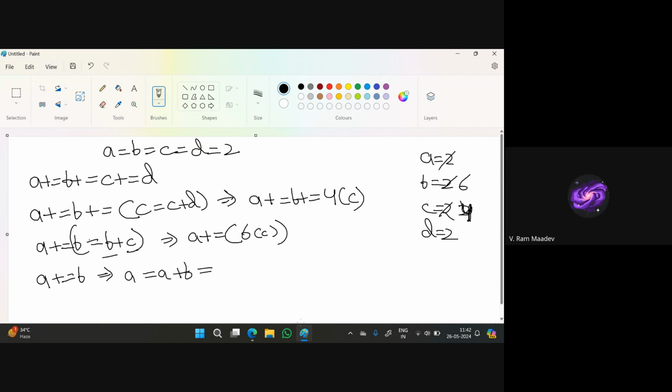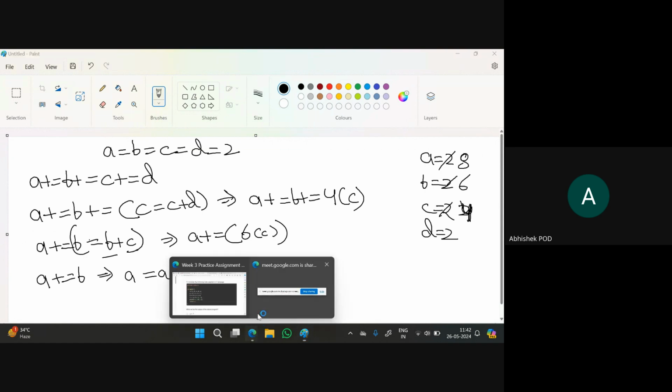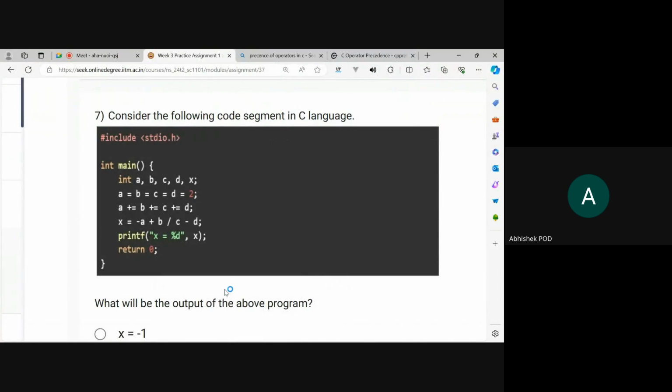8, sir. Exactly, it is going to be 8. So now the updated values of A, B, C, and D are 8, 6, 4, and 2 respectively. Okay. So now after this expression, we have updated the values of A, B, C, and D.